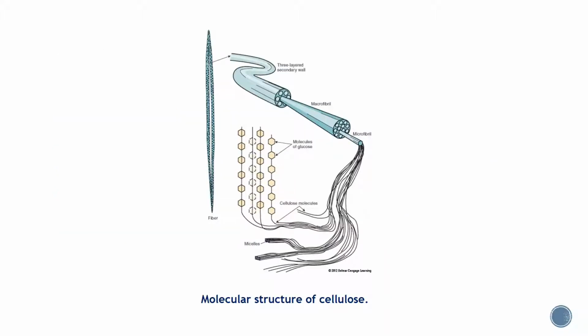So this is the molecular structure of cellulose. You can see there's a big 3-layer secondary wall. You have many different molecules of glucose and then cellulose molecules as well, and then there's the fiber intertwining in all of those. That is how we look at the molecular structure of cellulose.